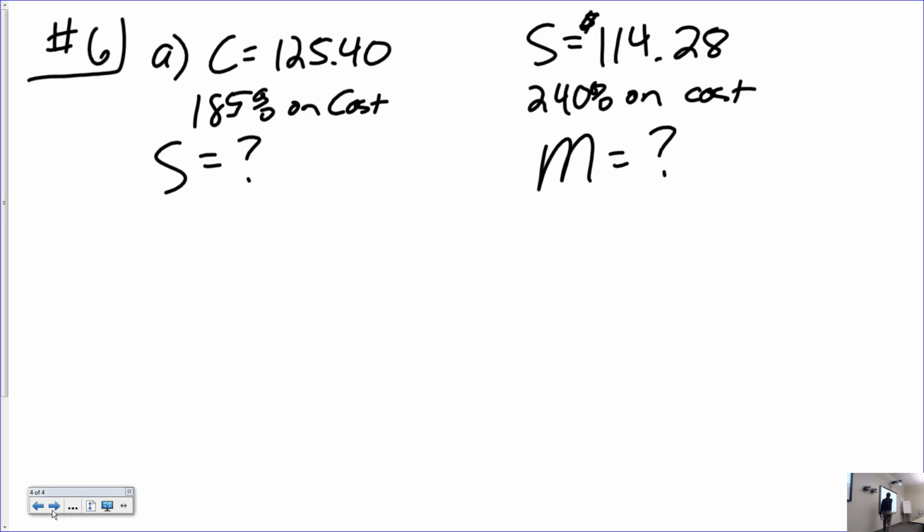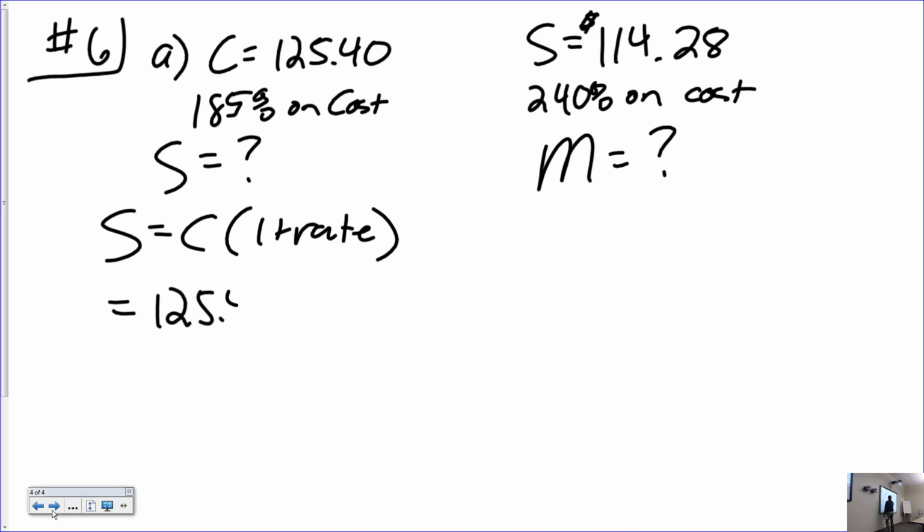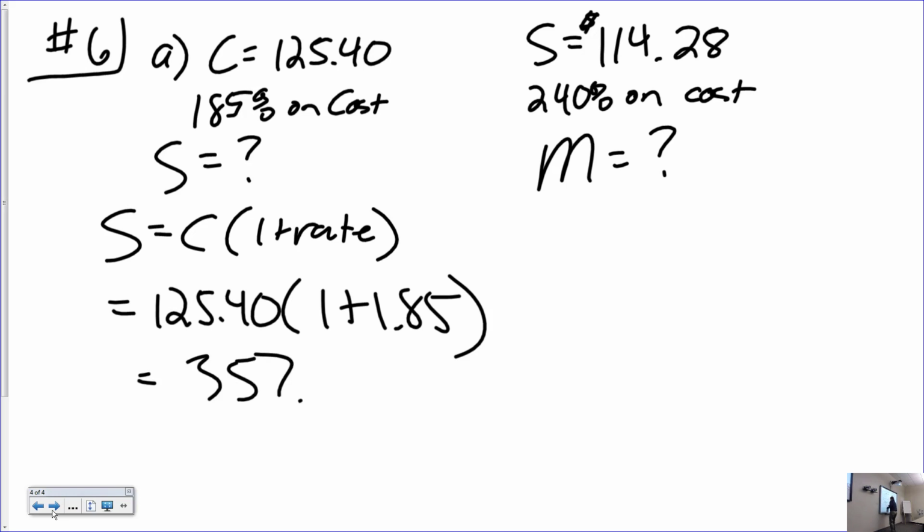On the first one, if you're marking up on cost and you're given the cost and the markup, this was a straight application of that formula. The selling price is the cost times 1 plus the rate, because this is markup on cost. So you can just plug it in. 125.40 times 1 plus 1.85. Selling price was $357.39.